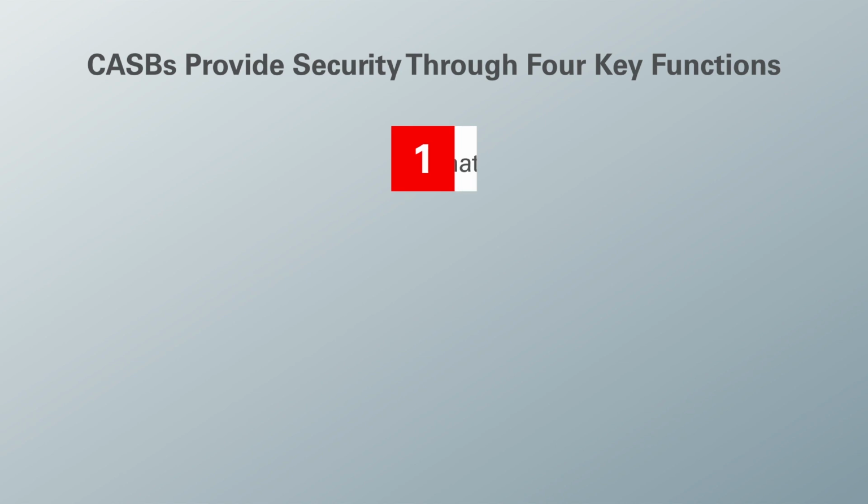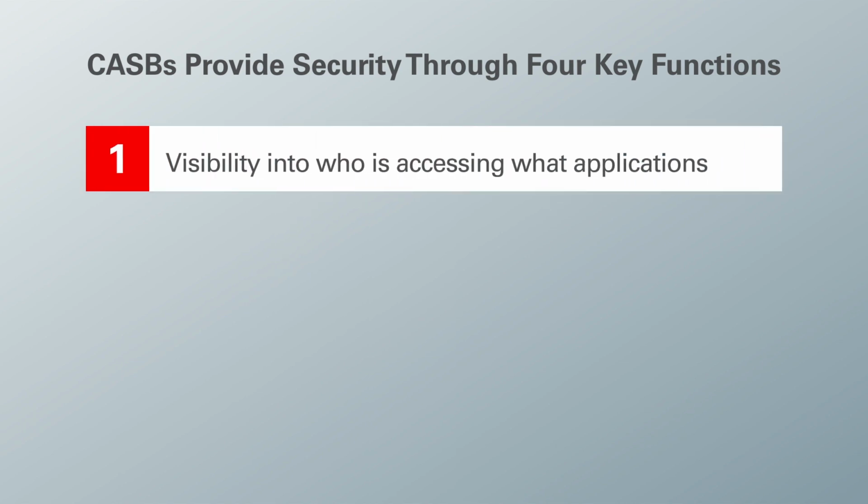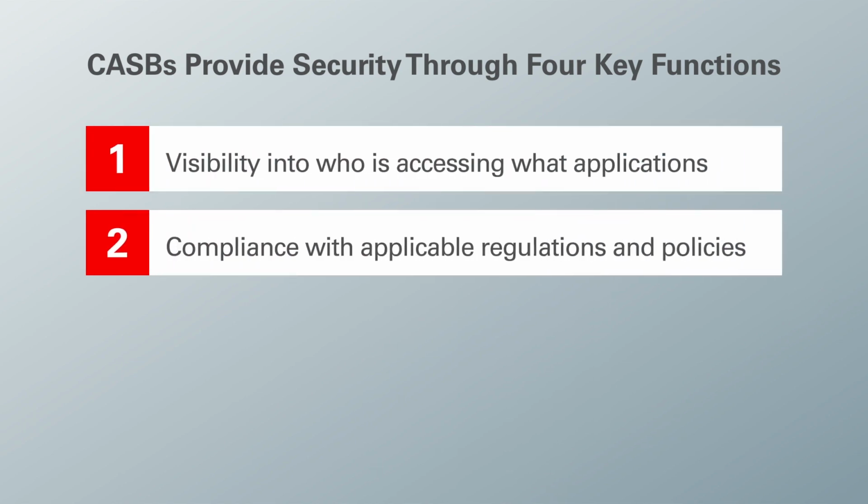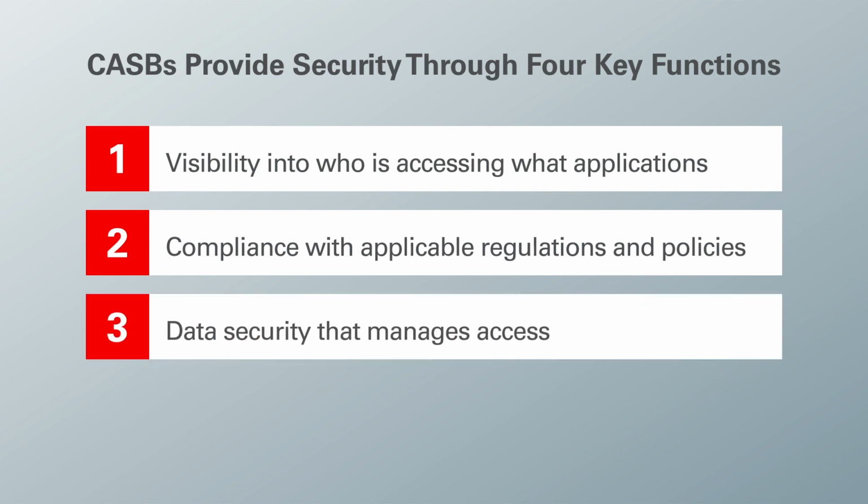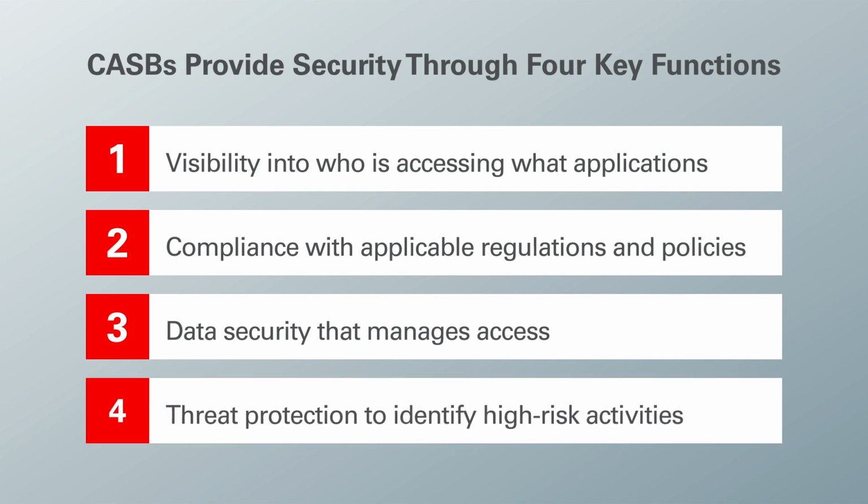CASBs provide security through four key functions. First, through visibility into who is accessing what applications. Second, through compliance with applicable regulations and policies. Third, with data security that manages who is accessing what data. And fourth, using threat protections to identify and respond to high-risk activities.